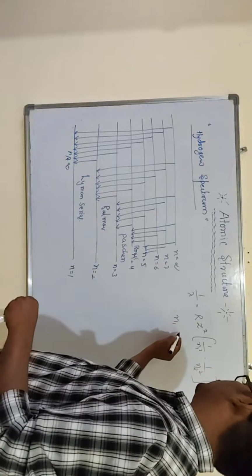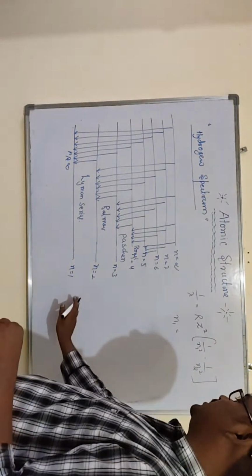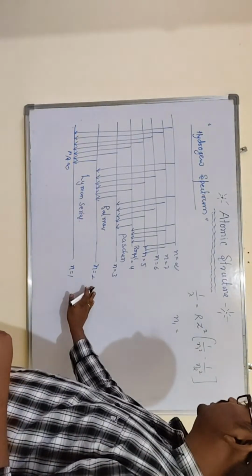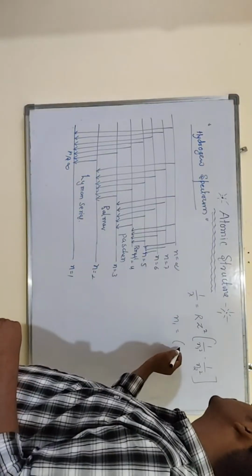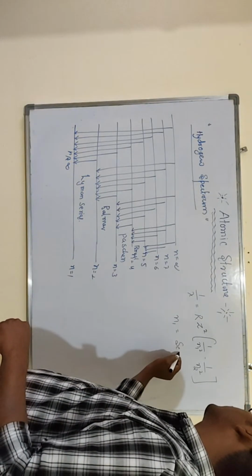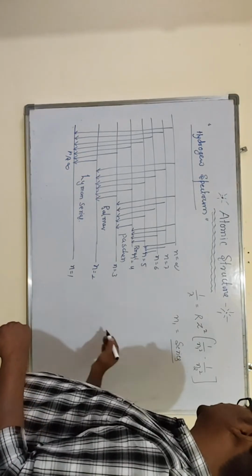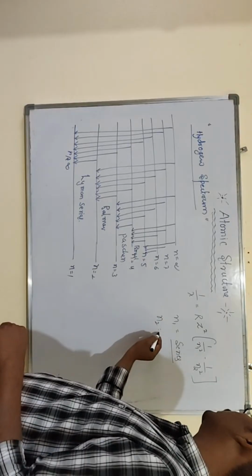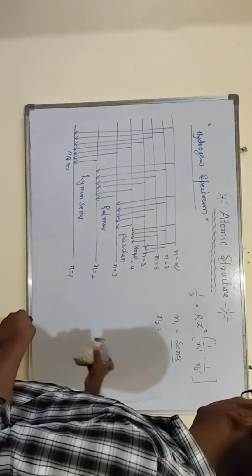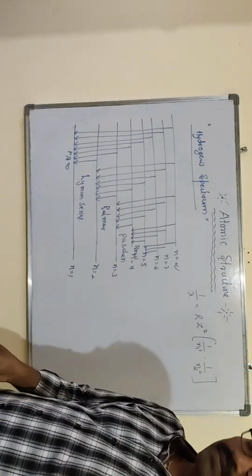N1 is equal to what? Whatever the series is, Lyman series n1 equals 1, Balmer series n1 equals 2. Like that you have to take. It depends upon the series. Then n2 is based on from where to where the transition takes place, that you have to discuss.